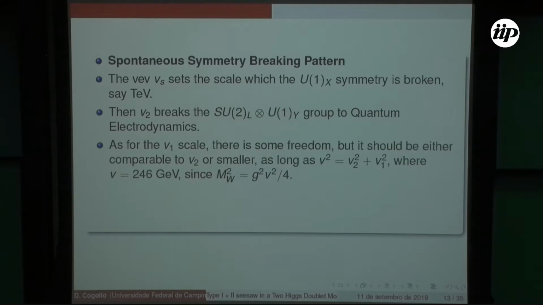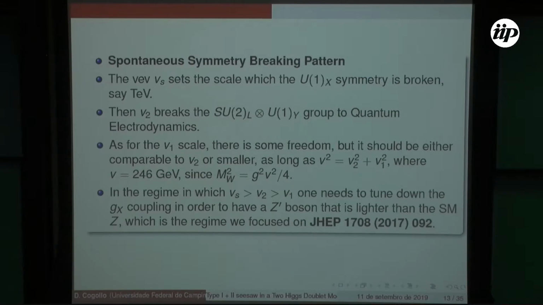And for the case of the V1 value, we must respect this constraint, because this constraint is coming from the mass of the gauge boson. Then we have a freedom to choose the value of V1, but a freedom that must respect this constraint. The sum of the squares of the vacuum expectation values must be equal to the value of 246.